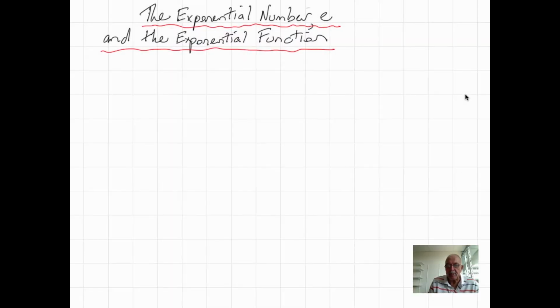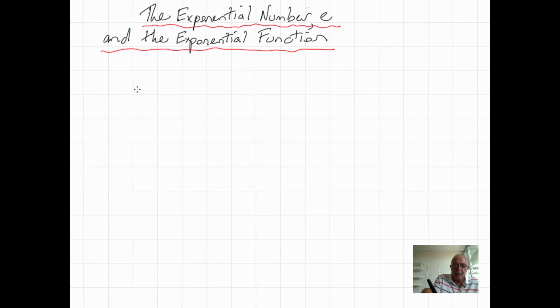We've already met exponential functions, but there is a particular exponential function that has the number e in it, and you may have come across the number e before. So we'll just introduce the number e, where it comes from, and then we'll talk about the exponential function.